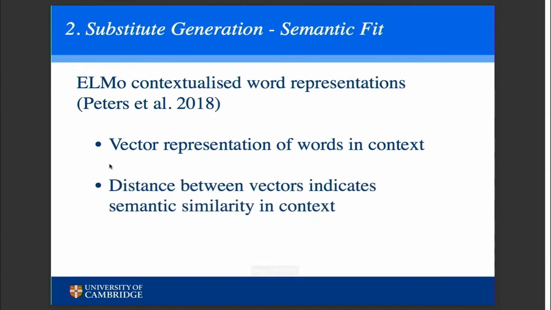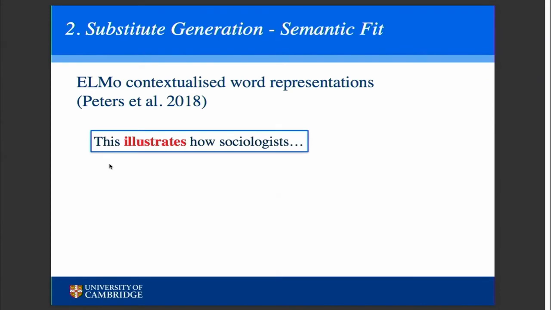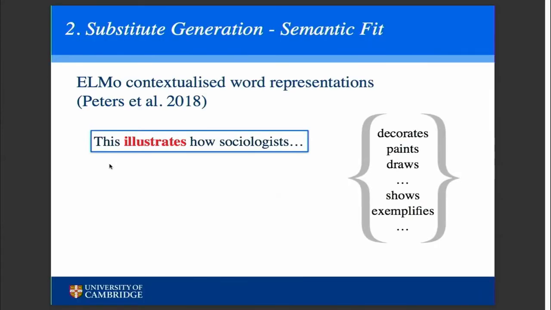And we can use the distance between these vectors as a way of measuring whether they're semantically similar within the context of the original sentence. So here's an example. This illustrates how sociologists, the start of a sentence, and illustrates has been identified as a complex word here. But when we look at the set of synonyms that are produced for this word, we see that there's two really distinct groups. There's decorates, paints and draws, and there's also shows and exemplifies. And clearly within our context, we're looking for something like shows as opposed to decorates.